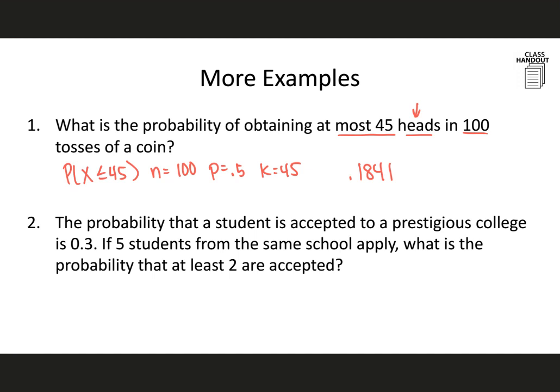Second one, the probability a student is accepted to a prestigious college is 0.3. If 5 students from the school apply, what's the probability that at least 2 are accepted? At least 2 is greater than or equal to. N is 5, since that's our sample size. P is 0.3. And K, in this case, we're going to use 2.